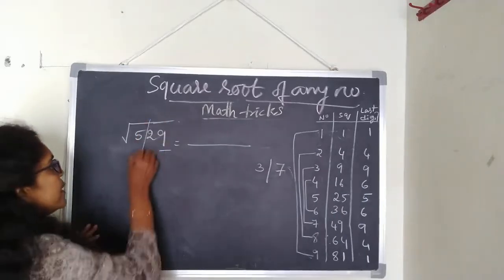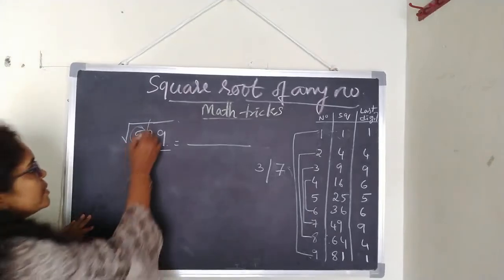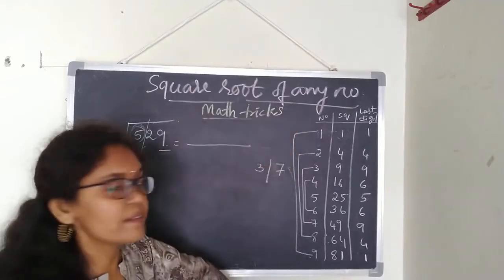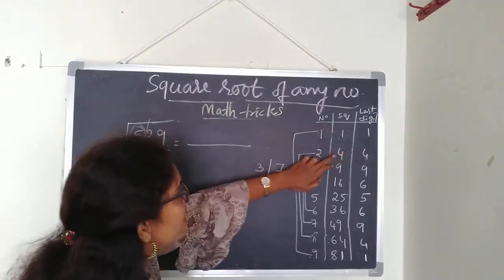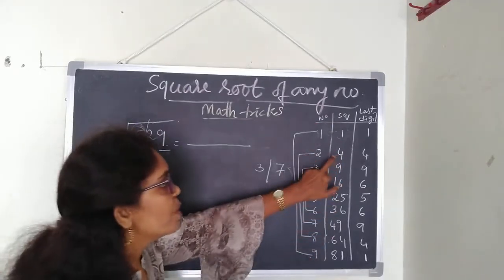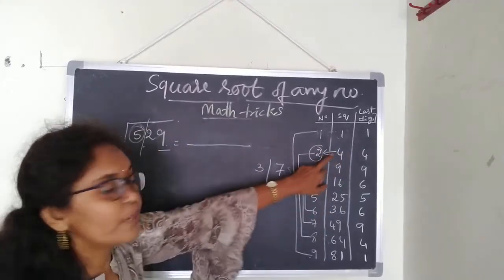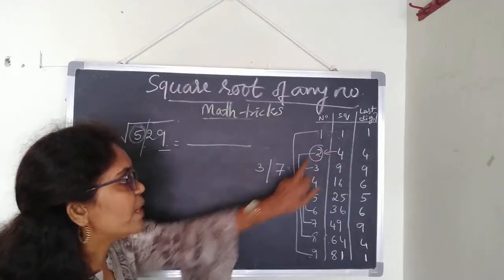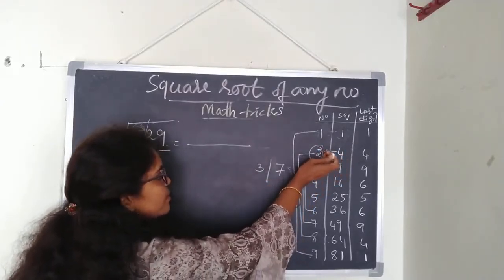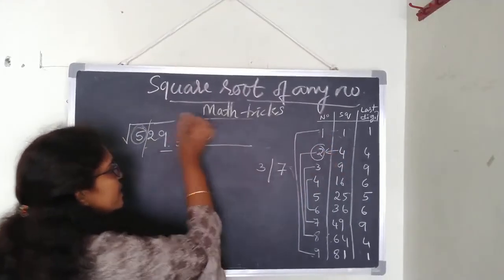And then ignore the last two digits and take the first digit. So now check the first digit, that is 5. Which square numbers does 5 lie between? 5 lies between 4 and 9. In these two numbers, which is the smaller one? 4. So 4 is the square of 2. That's why we have to take the number 2.